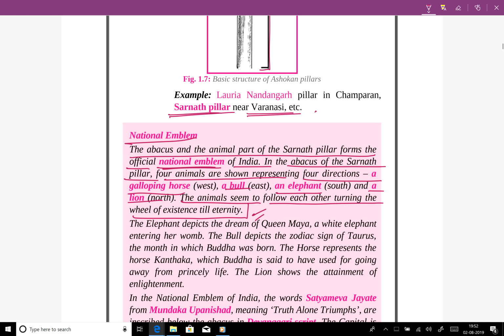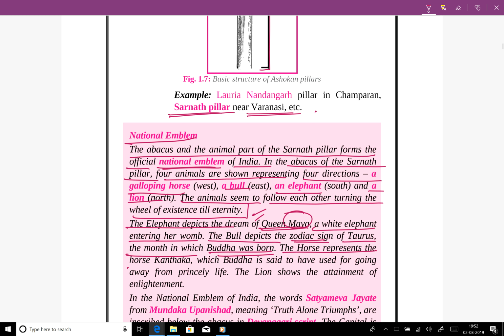The Ashokan wheel. The elephant depicts the dream of Queen Maya. Maya Devi is the mother of Gautam Buddha, and she dreamt of a white elephant entering her womb. The bull depicts the zodiac sign of Taurus, the month in which Buddha was born.